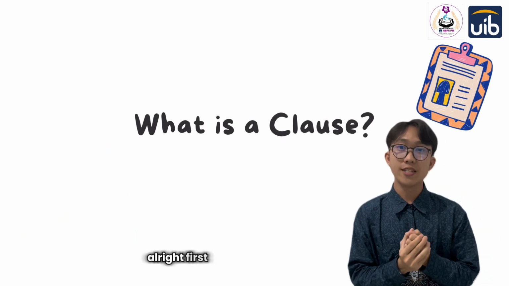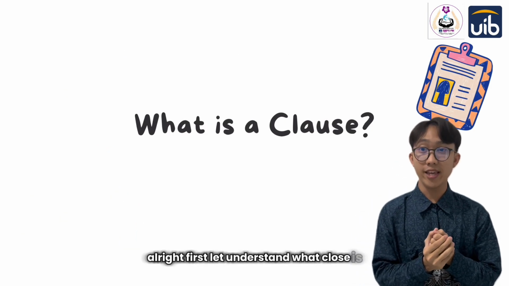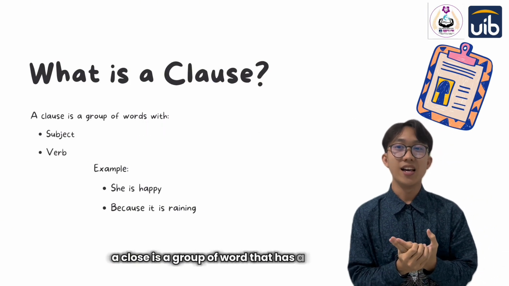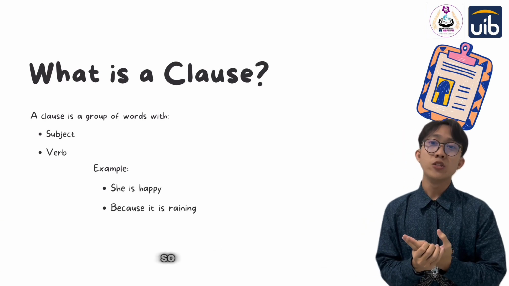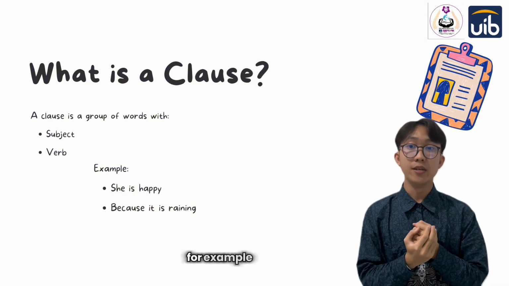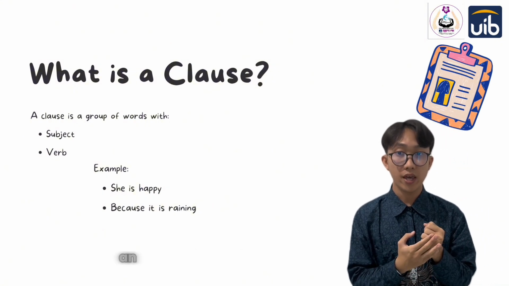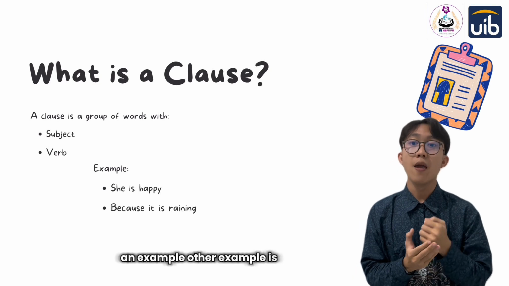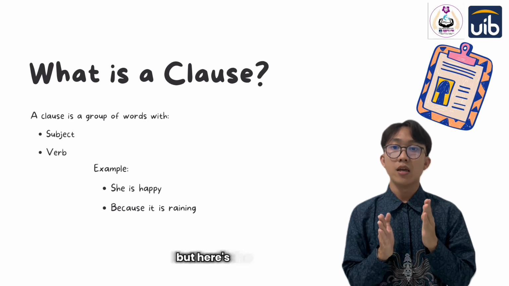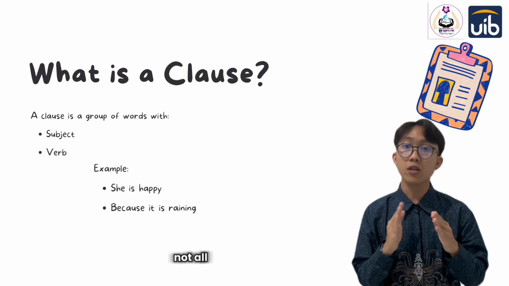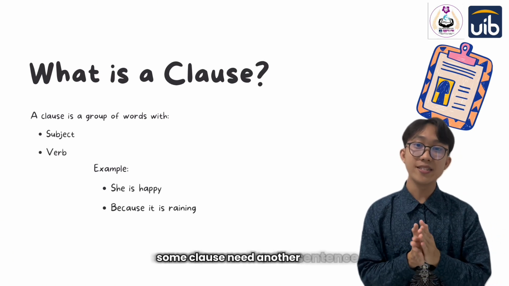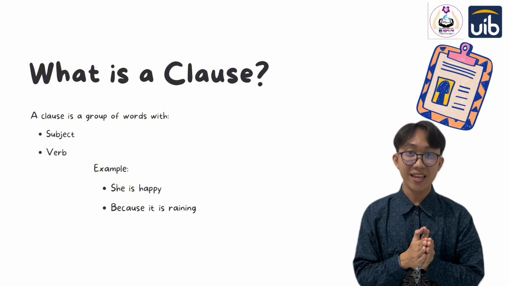Alright, first let's understand what a clause is. A clause is a group of words that has a subject and verb. So actually it looks like a sentence. For example, she is happy. Another example is because it is raining. But here's the important part: not all clauses can stand alone. Some clauses need another sentence to complete the meaning.